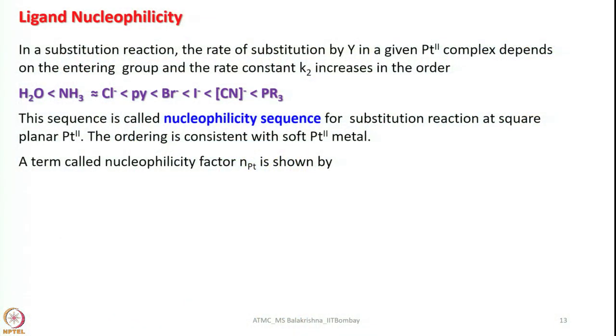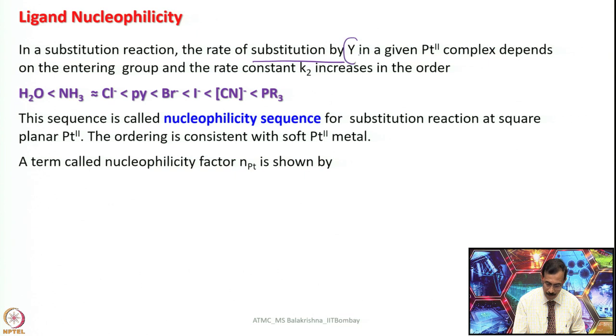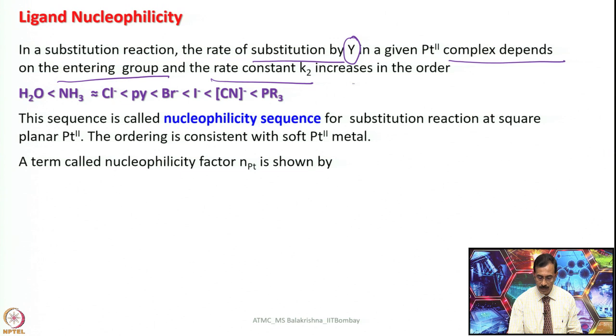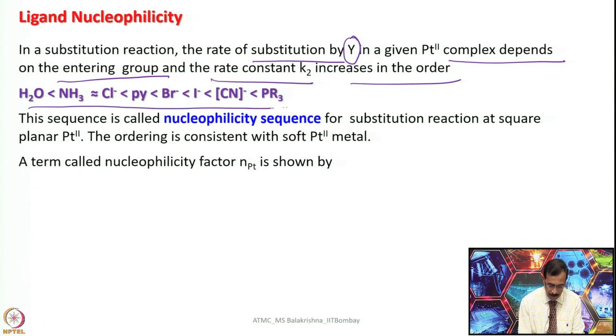Let us look into another term called ligand nucleophilicity, very important when we talk about substitution reactions in square planar complexes. What it says here: in a substitution reaction, the rate of substitution by Y, the entering ligand, in a given platinum 2 complex depends on the entering group, and the rate constant k2 increases in the order. I defined two rate constants for a substitution reaction in square planar complexes considering both the dissociative pathway as well as the associative pathway. I shall give that equation in a minute. So, now the rate constant increases in this order, you should see here. This sequence is called the nucleophilicity sequence for substitution reactions at square planar platinum 2.